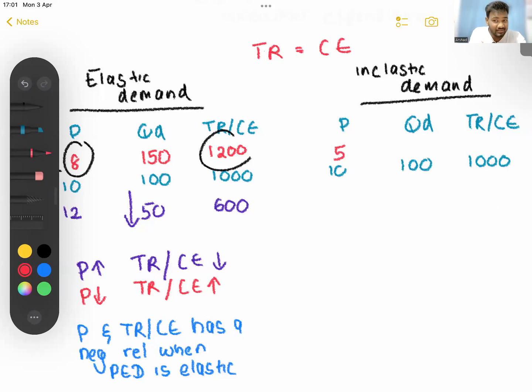Inelastic demand. Think and tell. Price has fallen, 10 has gone to 5. What will happen to QD? QD will increase, that is the law of demand. Increase by a little or a lot? By a small amount, because it is inelastic demand. Can you give me a number? 100 would go to how much?